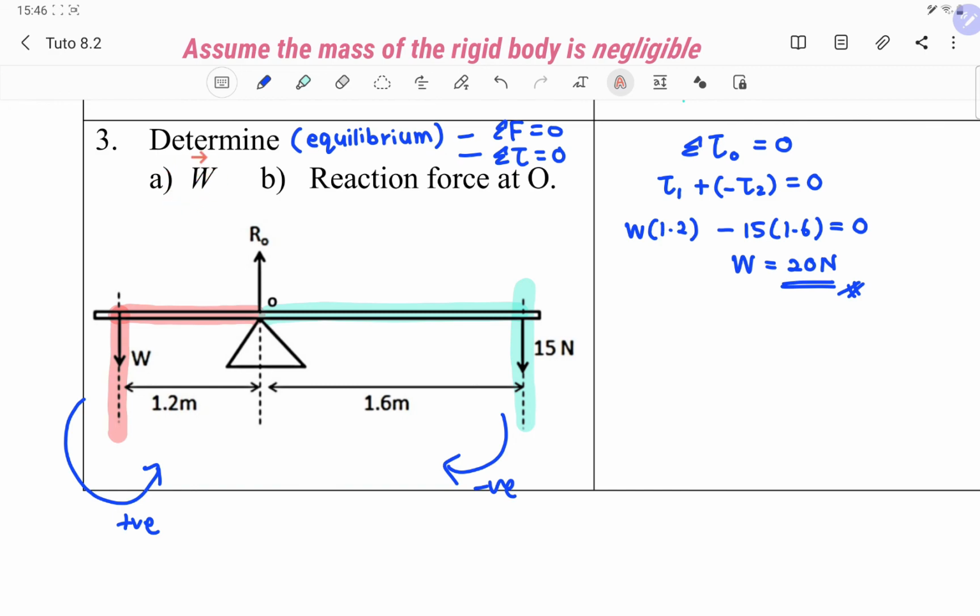Okay, so we have found the answer for A, and now we go to B. We can see that the reaction at O is along the y-axis. So remember the summation of Fy is equal to 0. What vectors do we have along y? We have W, we have R, and we also have 15 Newton. So going up, we put positive R_O, minus W, which we have calculated as 20, minus 15 equals 0. Therefore, the reaction at O is equal to 35 Newton.